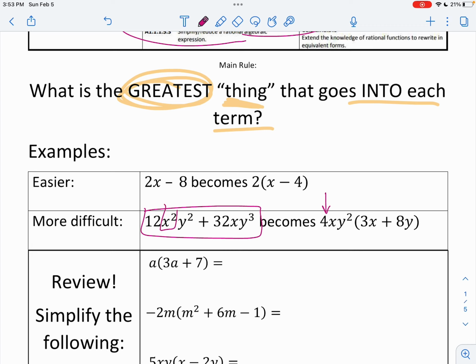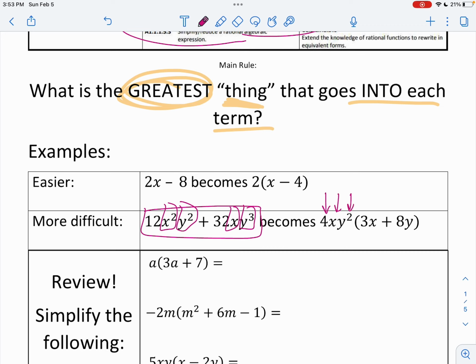Now, we have x squared and x. So how many x's go into each of those? Just a single x. And then if we have y squared and y cubed, the largest one that goes into both would be y squared. You don't want to say y cubed because y cubed doesn't go into y squared.